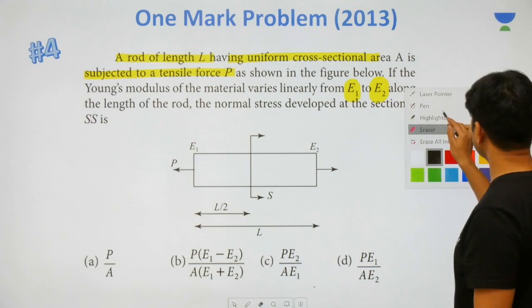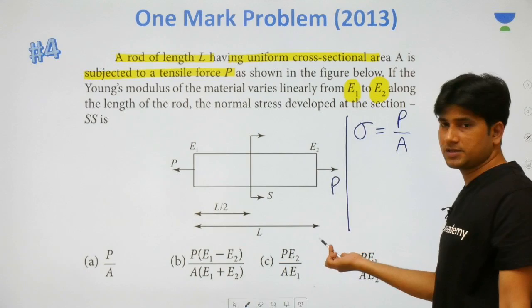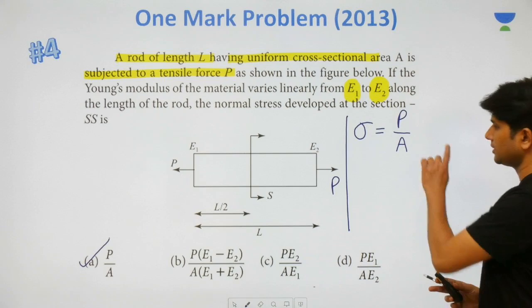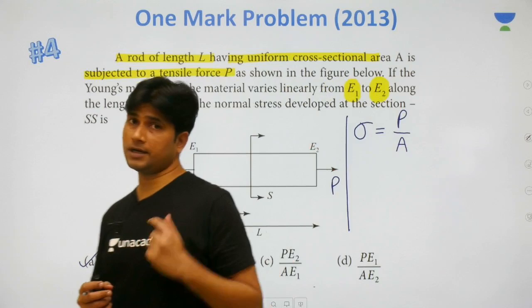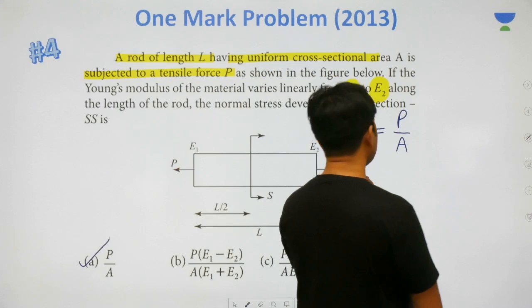Due to axial tensile load, normal stress is simply P by A. It is as simple as that. You get the answer in a matter of 1 second. But people get confused here that elasticity is varying. Won't it have any impact on the stress values? No, sir. On the stress values, elasticity will not have any impact.